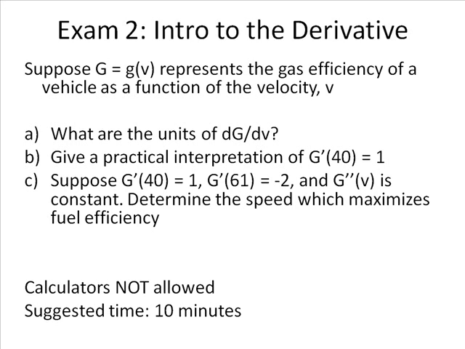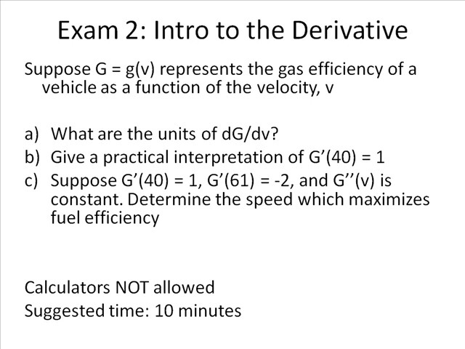So suppose capital G represents the gas efficiency of a vehicle as a function of the velocity v, or basically the speed of the car, where the units of G are in miles per gallon and the units of v are in miles per hour. So depending on how fast the car is going, that'll determine its gas efficiency. So a couple obvious questions. Part A, what are the units of dG/dv, the derivative of G with respect to v?